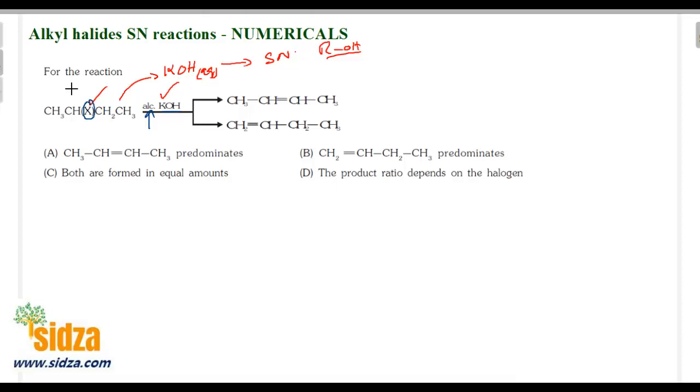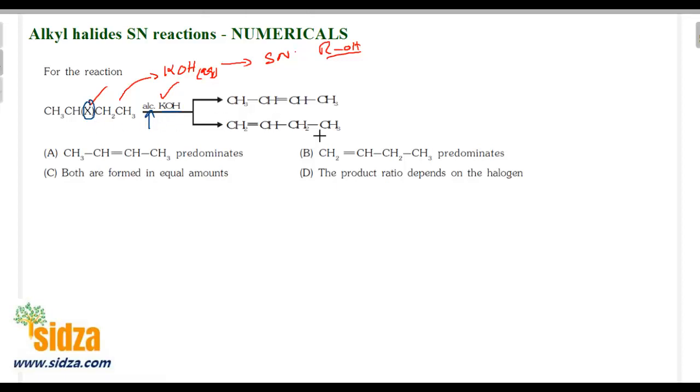And we have learned that if two types of alkene products are possible, which alkene is the dominant one? We always follow the Saytzeff rule, isn't it? The Saytzeff rule says that the alkene with more substitution around the carbon-carbon double bond will be the dominant one, okay?